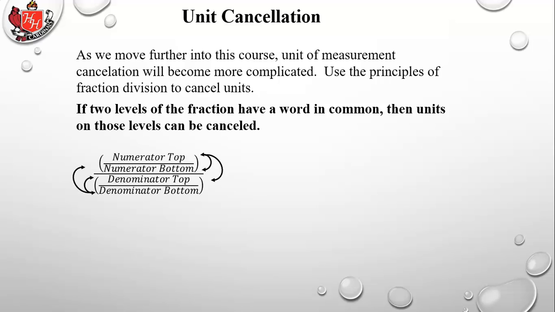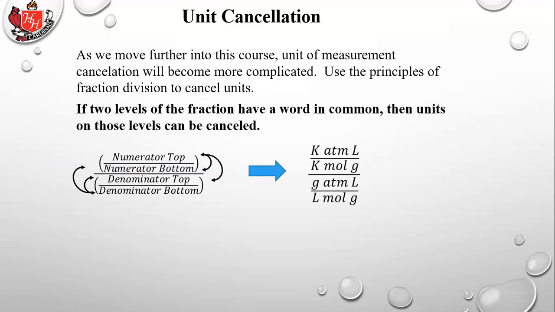So we remember a fraction has a numerator which is on the top and a denominator which is on the bottom. Now if the numerator is a fraction itself, then we can call that the numerator top and numerator bottom. And if the denominator is a fraction itself, then we can call that the denominator top and the denominator bottom. If there's only one level on either the numerator or the denominator, it's considered to be on the top.